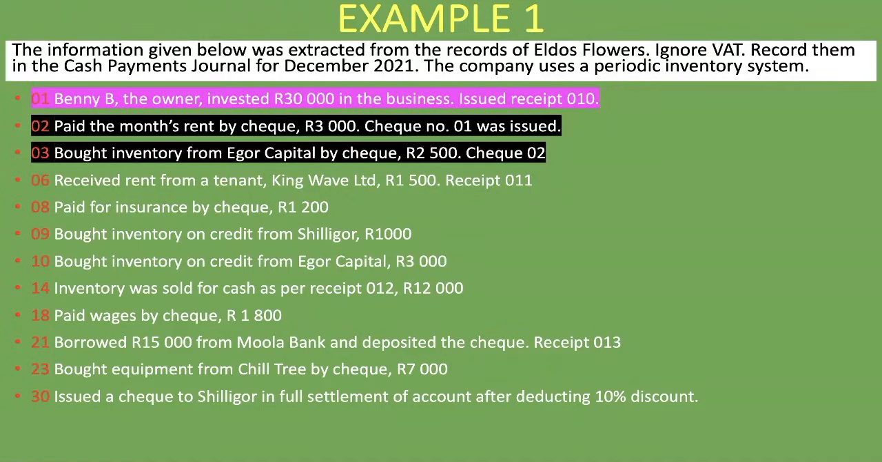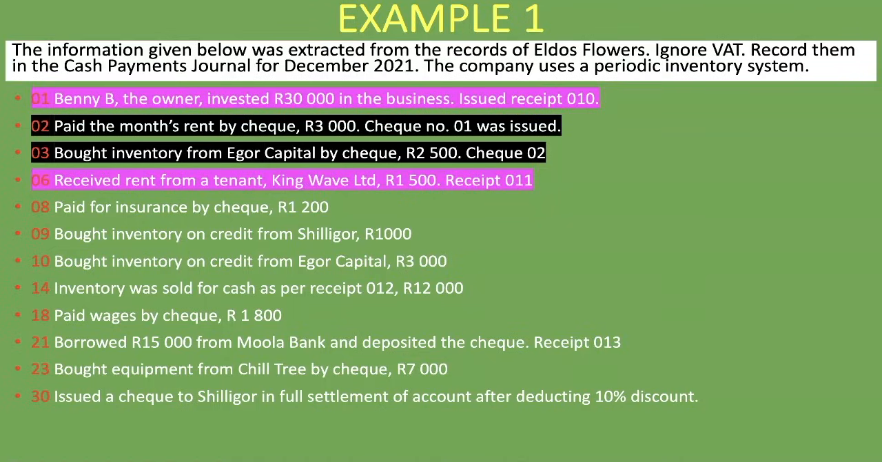And then on the 6th, we received rent from a tenant, King Wave Limited, 1,500 receipt 011. Well, what do you do with this one? Well, if you guessed we do not put it in the cash payments journal, you would be correct. This one goes in the cash receipts journal, and you'll find the link to that particular lesson in the description below as mentioned. So this one here, we'll skip it, does not go into the cash payments journal because we are receiving money and not paying it out. So let's highlight that one.